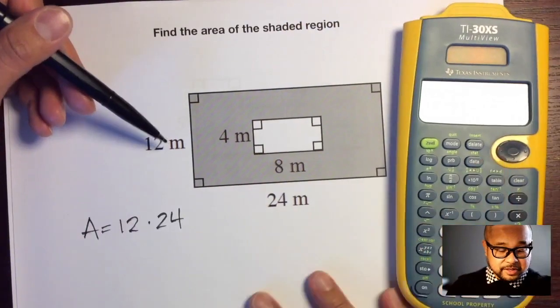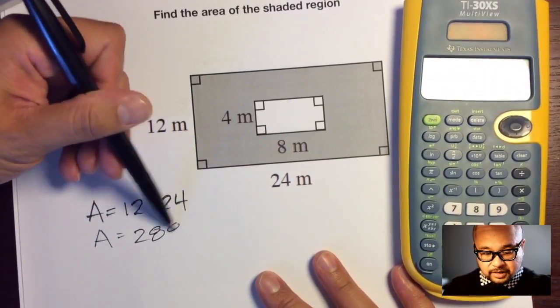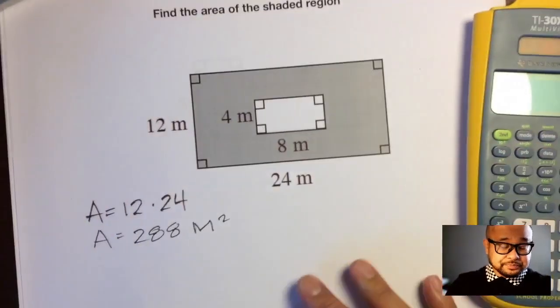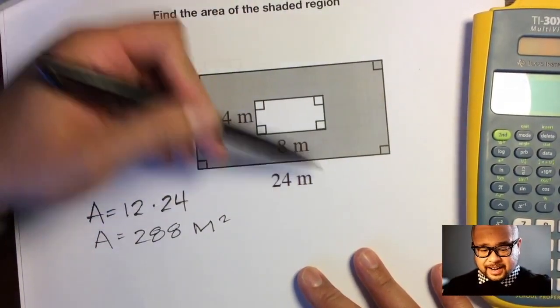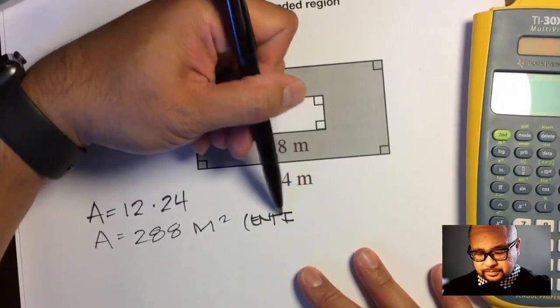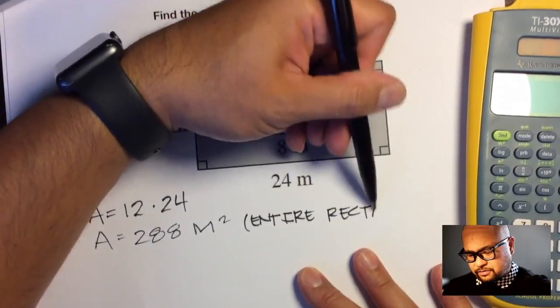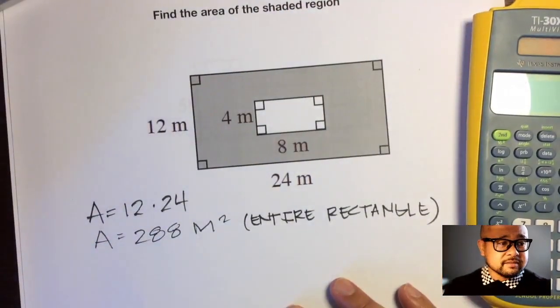M is for meters, so area equals 288 meters squared. And so this is for the entire, I'm going to put in parentheses, entire rectangle, so I could keep track of what each number represents.